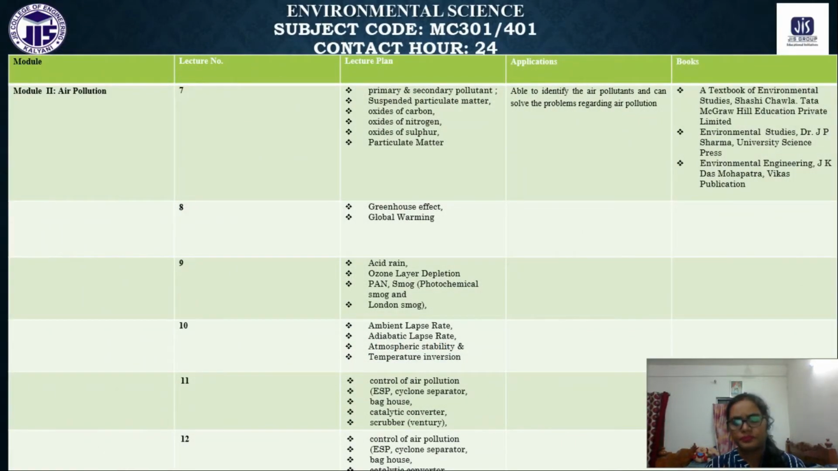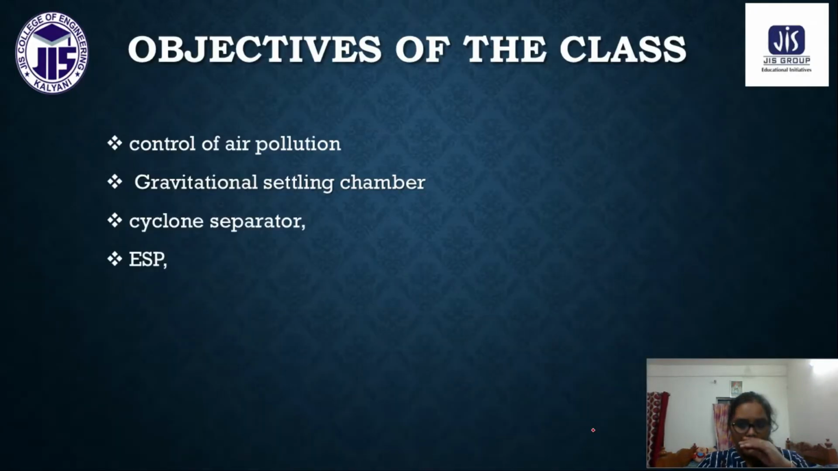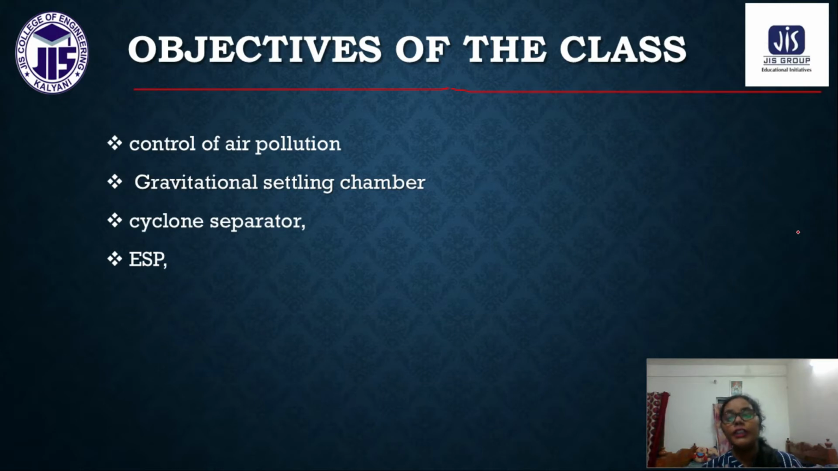This is the lecture plan of air pollution. These are some of the objectives of today's class. Today we will discuss the control of air pollution by using equipment like the gravitational settling chamber, the cyclone separator, and the ESP, electrostatic precipitator. We will see the fundamentals and principle of these equipment, how they are working, how they can purify the air, and how they can control air pollution. These are some of the topics that we will discuss.